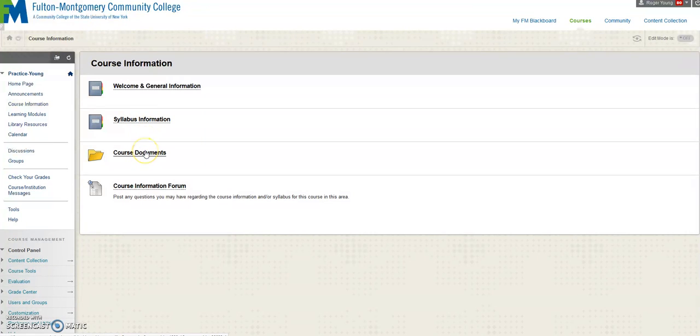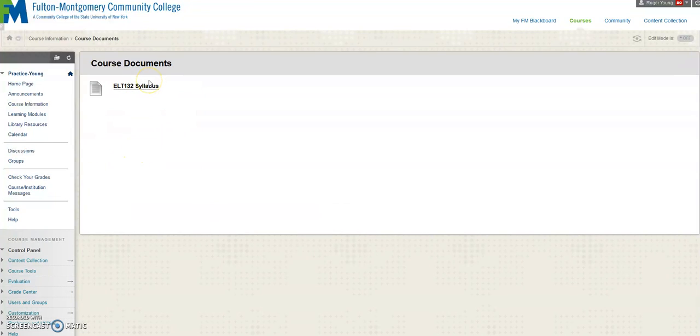The actual syllabus itself is located in this folder called Course Documents. There's only one document in there right now, and that's the syllabus. In the future, I expect more documents to be placed here. This may pertain to the lab and other things, but right now, there's currently only one document there.